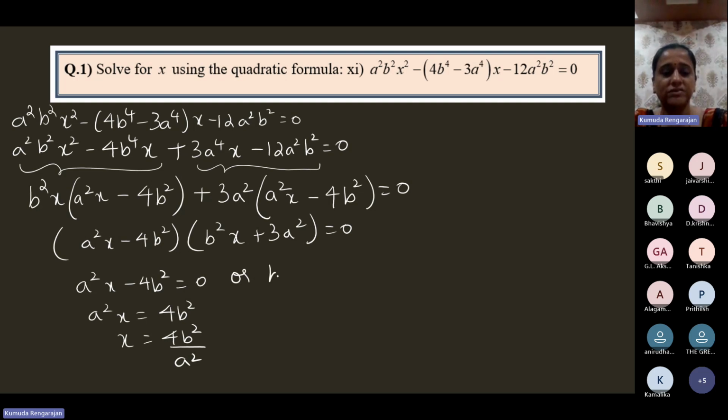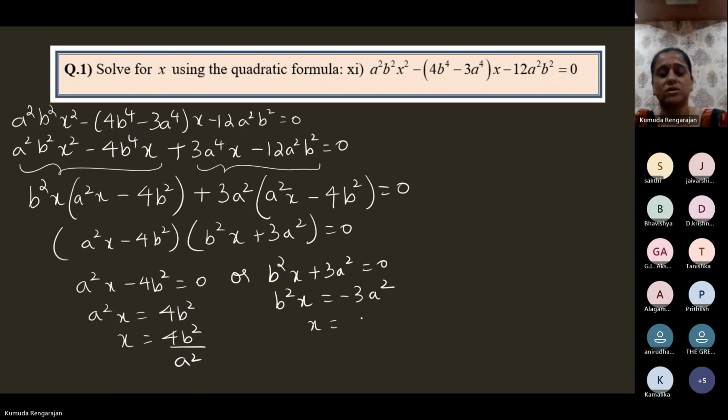Or b squared x plus 3a squared is equal to 0. We're solving for x, so have this x term on the left-hand side, equal to minus 3a squared. So x is equal to minus 3a squared by b squared. Okay, so these are the two values for x.